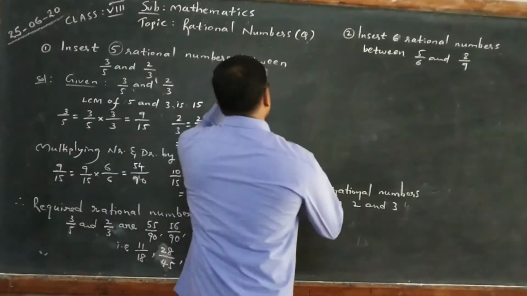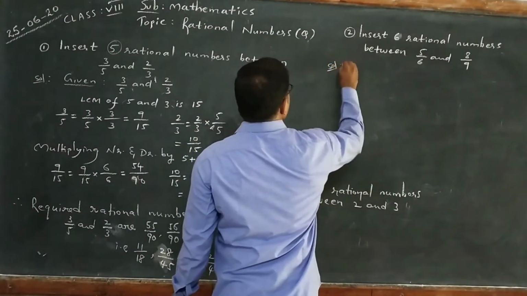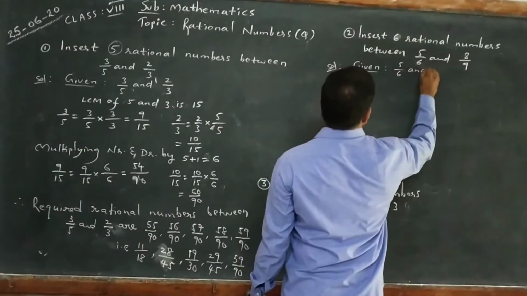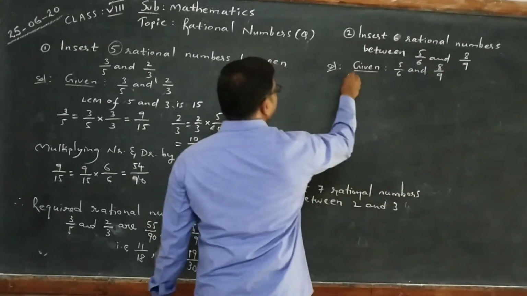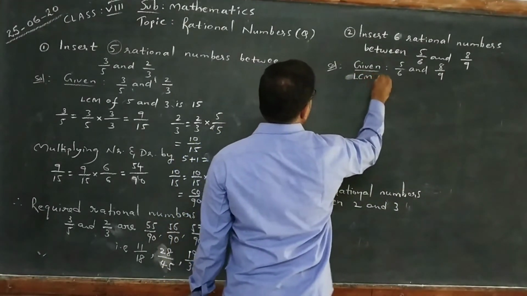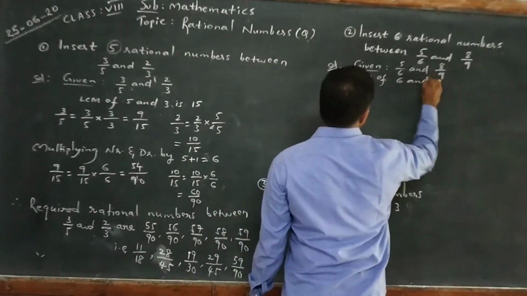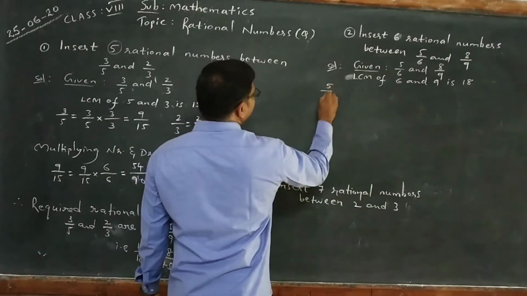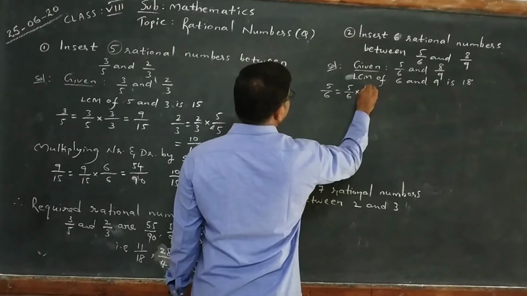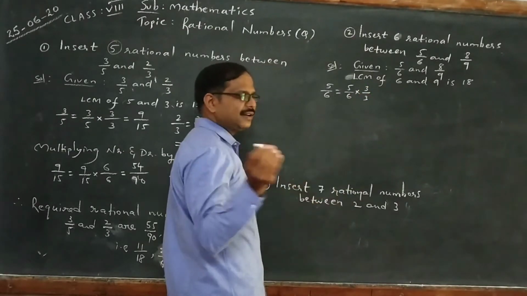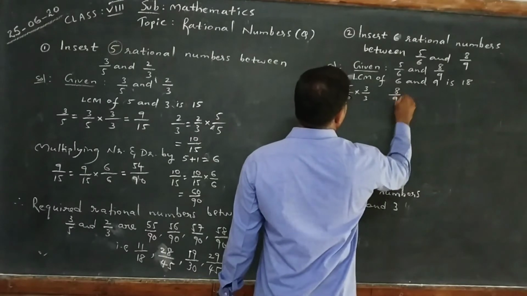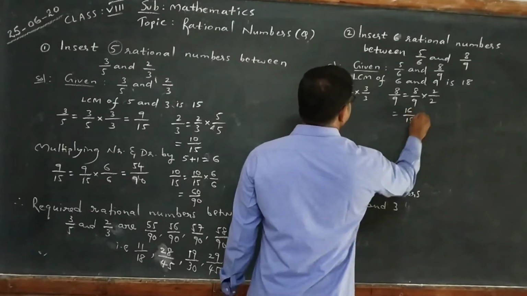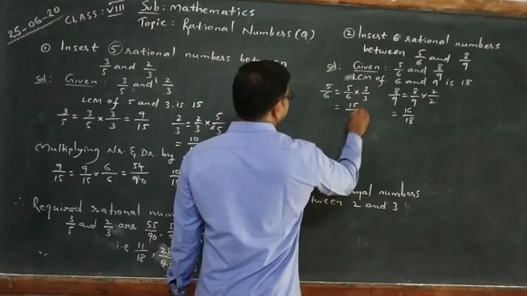Okay? Similarly, see the second question. What are the given numbers? 5 by 6 and 8 by 9. What is the LCM of 6 and 9? It is 18. So change the denominators into 18. 5 by 6 equals 5 by 6 into 3 by 3 because 6 3s are 18, that is 15 by 18. Similarly 8 by 9 into 2 by 2, to get 18, gives 16 by 18.